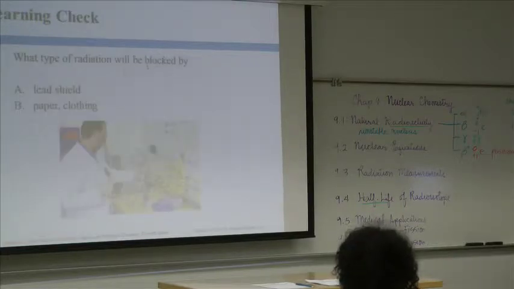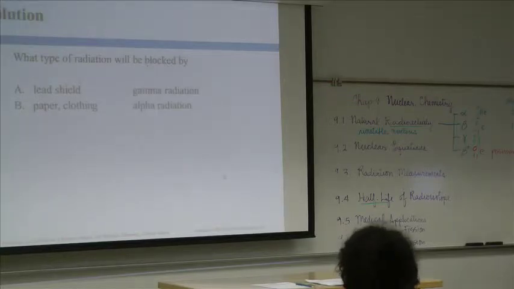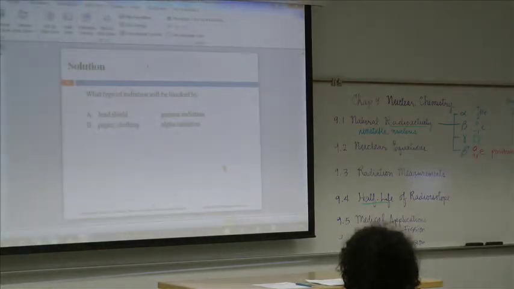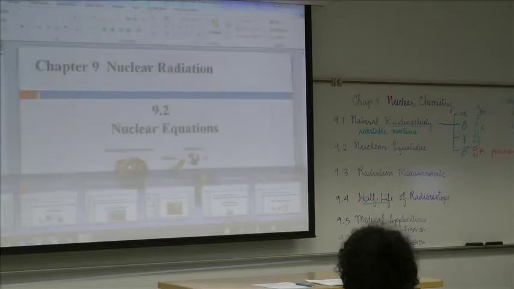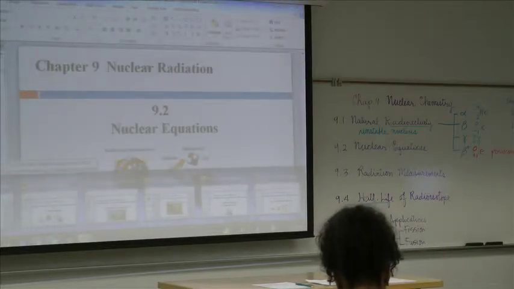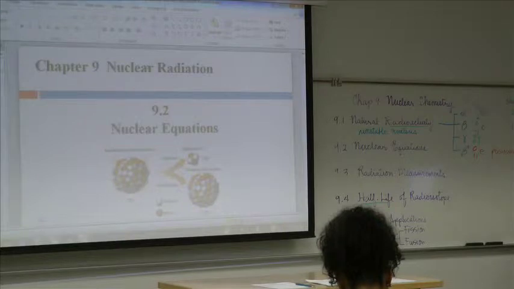So what type of radiation will be blocked by a lead shield? Concept check. Paper clothing, alpha, right? Very good. So you'll know that radiation chemistry is actually quite simple. At first when you look and read the textbook, it seems a little bit tough, but not really, right? It's understandable. Some of you, I was happy to say, already even did homework for chapter 10, but chapter 11, going deep into organic chemistry, is getting a little bit tough.